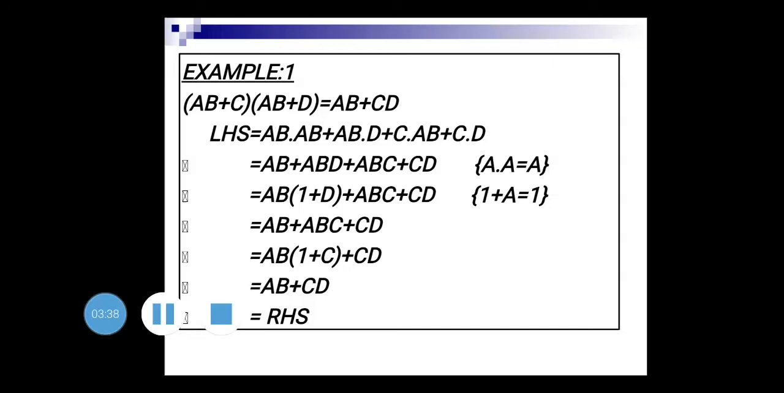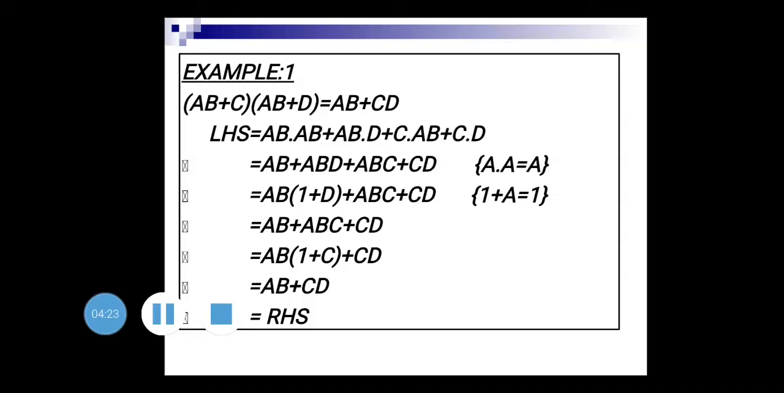Then next is C dot AB, which is again written as ABC. Here CAB is arranged in the proper way, so it becomes ABC. This is the use of the commutative law. If you remember the commutative law, if you have A dot B, bracket close, dot C, it is equal to A dot bracket B dot C. So here we have to arrange all the inputs in alphabetical order, and the last one is CD.